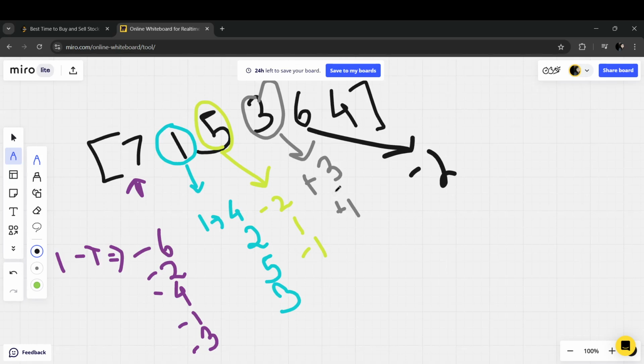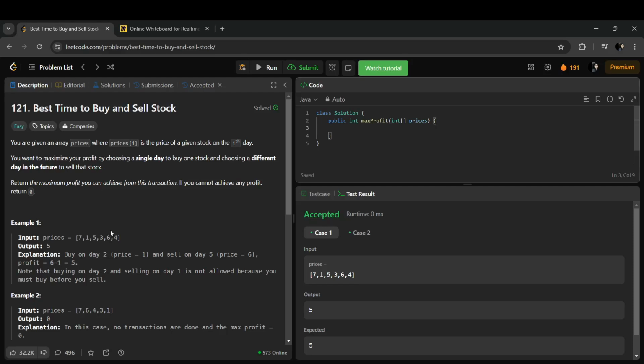So out of these all, you have 5, and you see, here you are getting the maximum profit. This is the maximum profit. Buying on day 2 and selling on day 5, you're having a profit of 5.